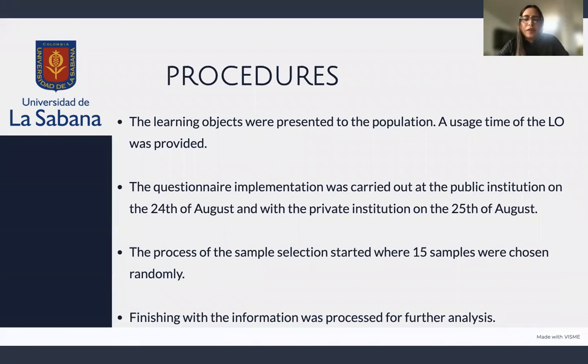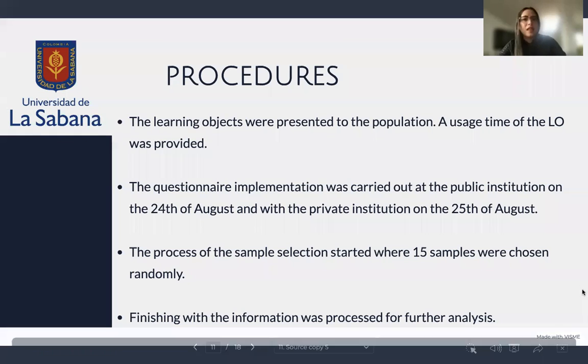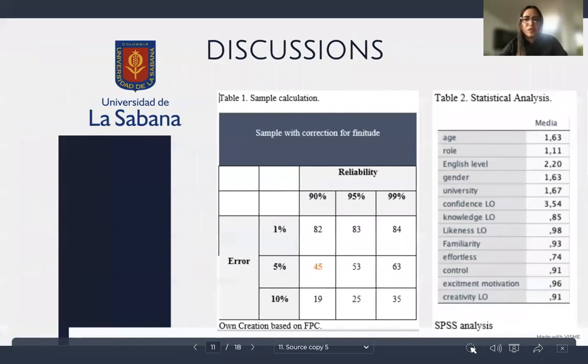And then all of those learning objects were presented to the population from the private and public school. And then the questionnaire implementation was carried out exactly on August 24th with the private one. And then the process of sample selection started, where 15 samples were chosen randomly, and finally the information was processed for further analysis using Excel tools and all these instruments that technology offers today.